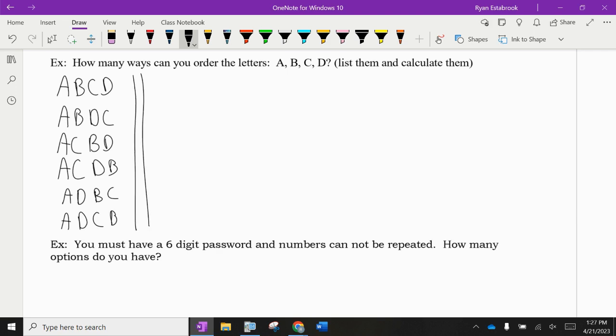A is first. How many possibilities do we have so far? 6, right? There's 6. There's no more that have A first, but couldn't B be first? How many B's do you think there are? 6. I want you to try to list them. We're not going to do every single possibility, but I want you to see what's going on here. Can you list all of the B's? For instance, BACD, BADC. Can you list all the B's?